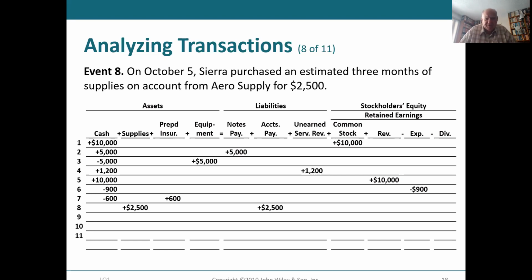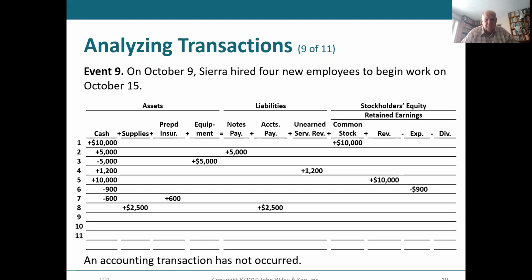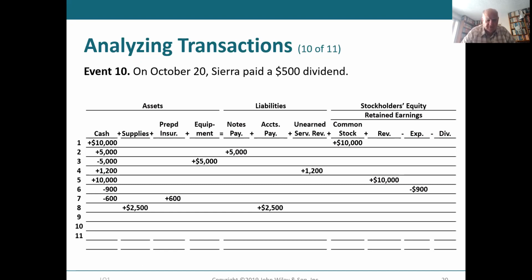So they bought the supplies on August 5th. At the end of the month, they're going to go out into the supply room and count up what supplies are left to figure out how much they used. They hired 4 new employees to begin work. There is no transaction here, number 9. No transaction. I wish they had said on line 9, no transaction.